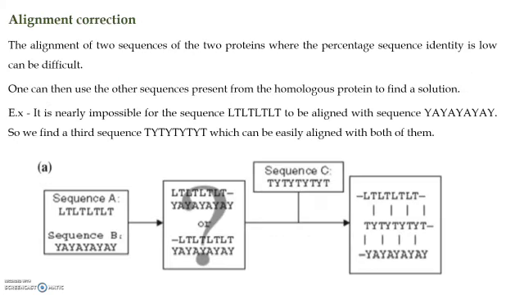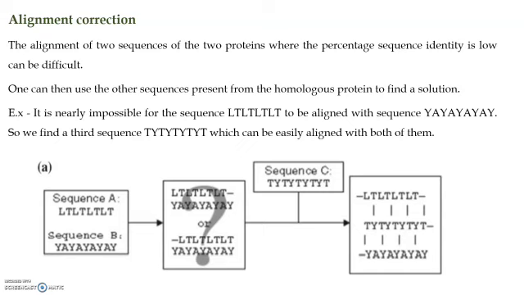The next step is alignment correction. Now we have aligned the target sequence and the template sequence, and there may be mismatches between them, hence alignment correction is useful. The alignment of two protein sequences where the percentage sequence identity is low can be difficult, and one can then use other sequences from homologous proteins to find the solution. For example, it is nearly impossible for the sequence LT to be aligned with the sequence YA. Hence, we find a third sequence, TY, which can be easily aligned with both of them. Hence, alignment correction is very important.